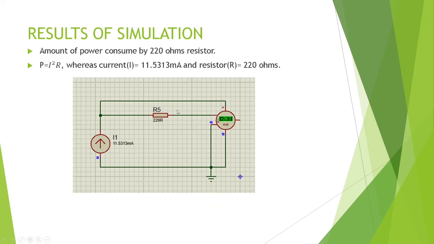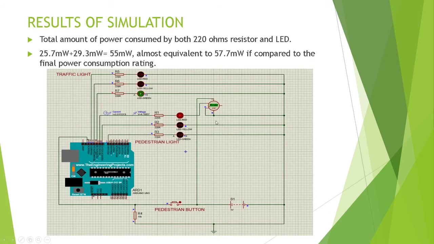Next is the power consumed by the resistor, given by the equation P equals I squared R. After substituting all the values here, when calculated we get almost the value of 29.3 milliwatts when it is simulated. Thus, the total power when added is equal to 55 milliwatts when it is calculated, and when it is simulated it is equal to 57.7 milliwatts, which is almost equivalent to 55 milliwatts when it is calculated.